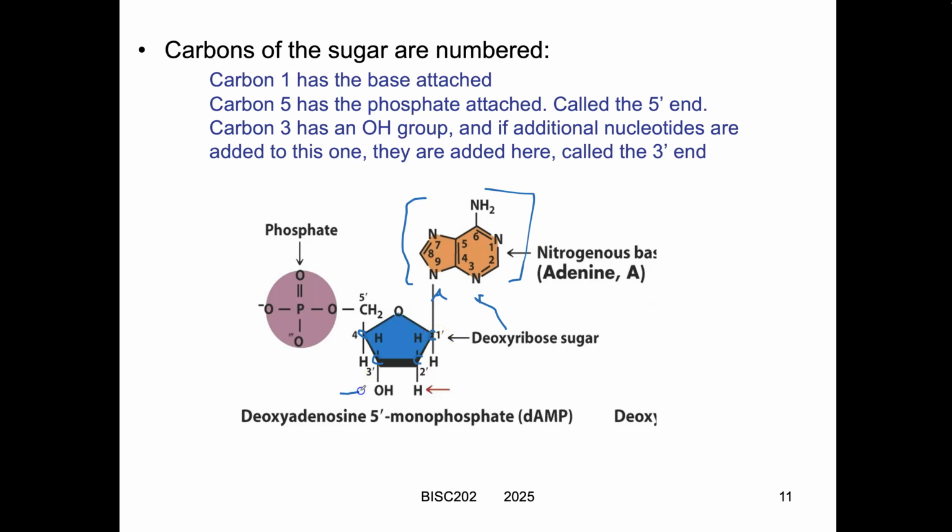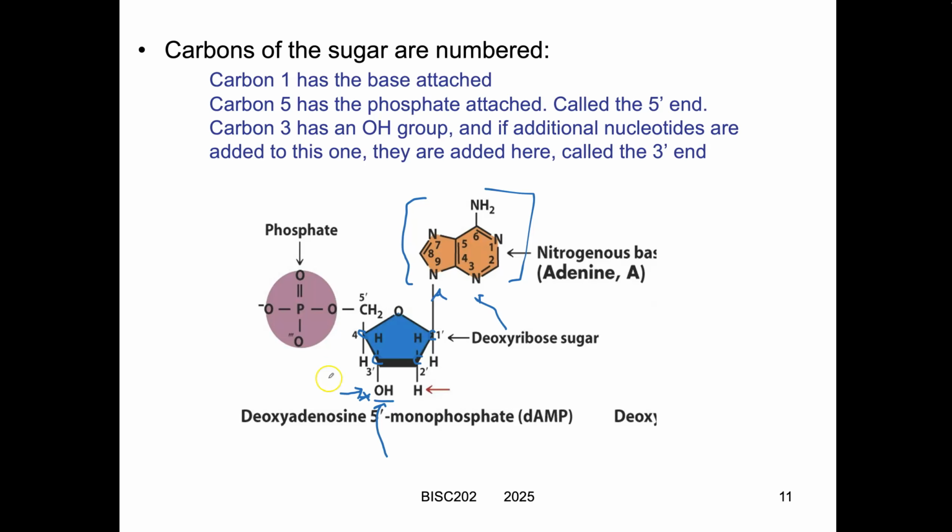The 3' OH is very important because the OH group on this carbon is where new nucleotides are added when DNA is being synthesized, right? So this is a very important part. And then the phosphate, which is the other end of the molecule, is added to the 5' sugar. And when DNA is synthesized, the 5' phosphate of one molecule is added onto the 3' OH of another molecule.